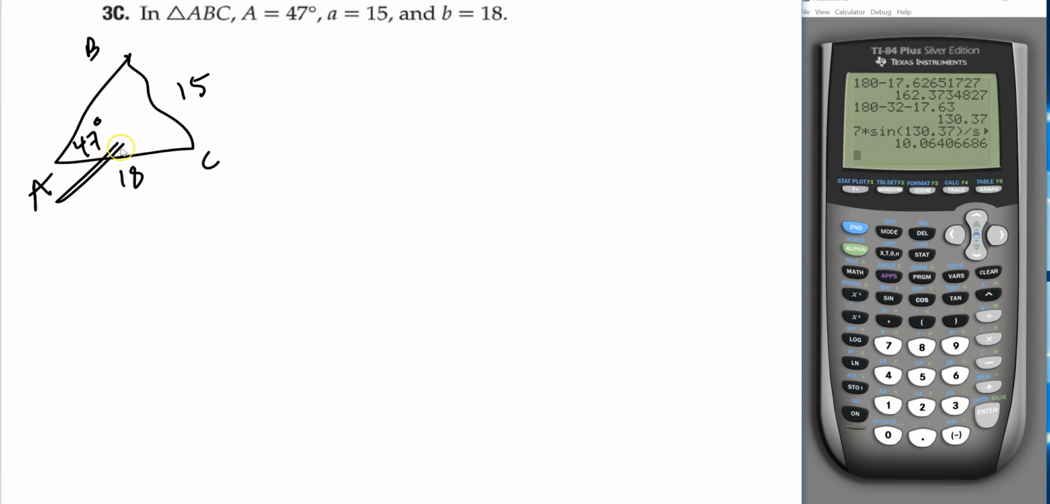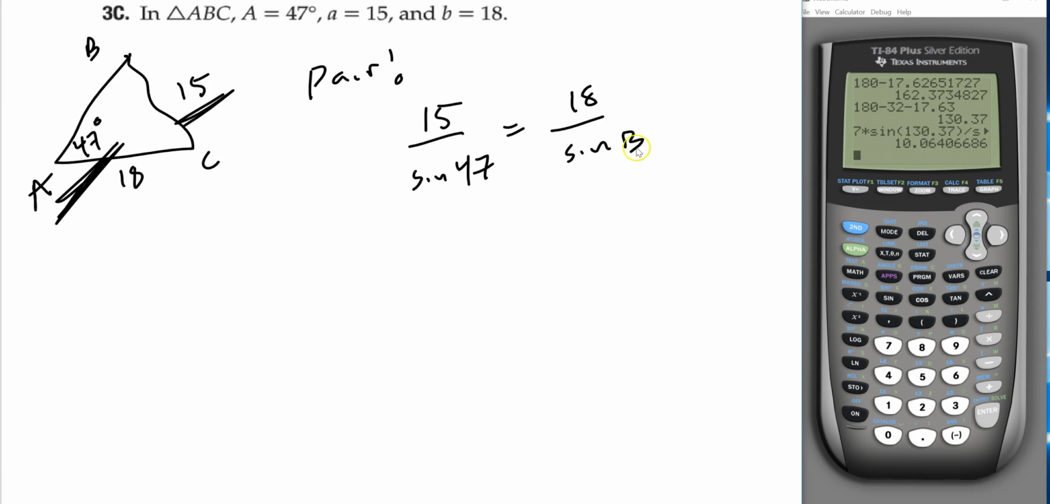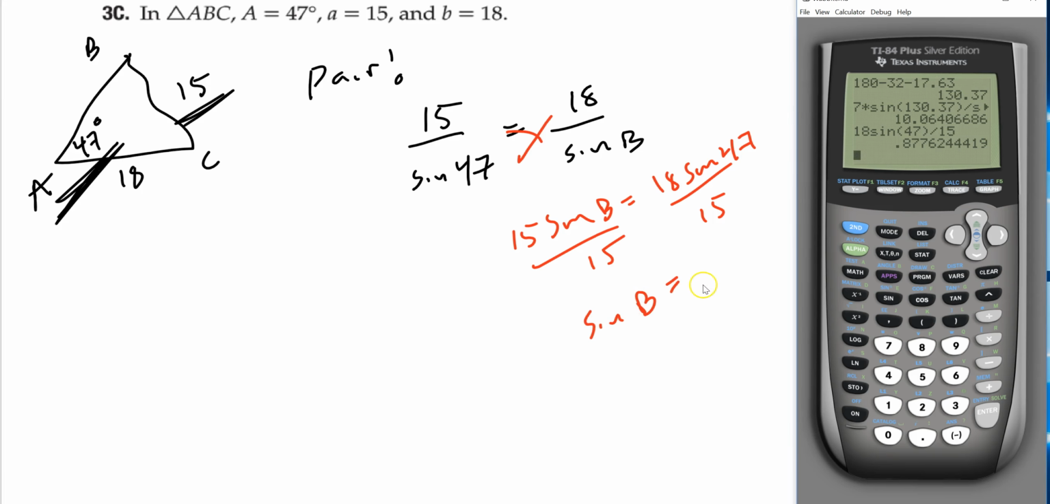I have a pair. Yay. So that means we can do law of sines. So I'm going to do 15 over sine of 47 equals 18 over sine of B. Right? Solve it, do a little cross multiplication. Get 15 sine B equals 18 sine 47, divided by 15. Sine B equals 0.8776. Now we're going to do sine inverse of both sides to get rid of the sine.